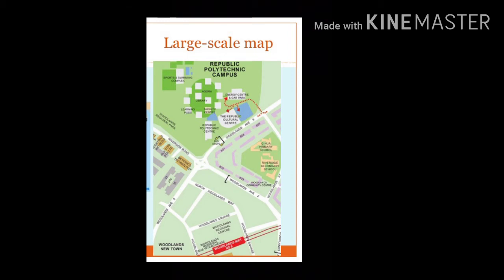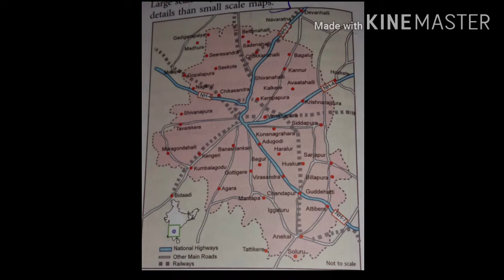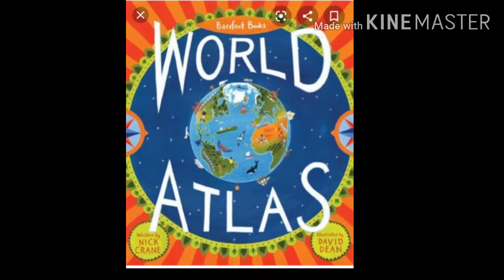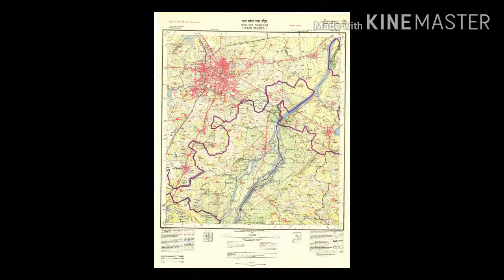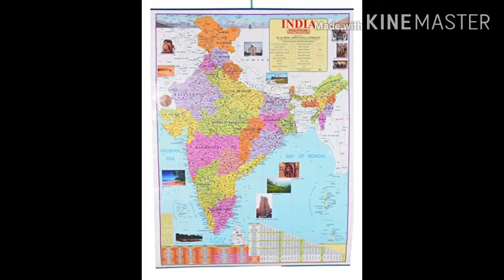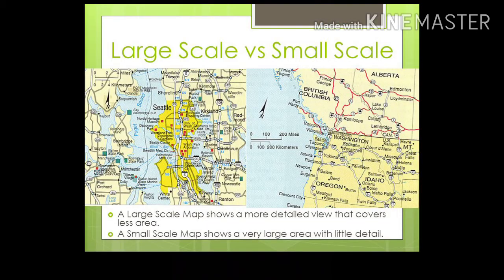Scale is the ratio between the distance of two places on the ground and the distance of the same places on the paper. If we take the ratio of those two, we get the scale. There are 2 kinds of scale: small scale and large scale. So we discussed the types of small scale maps: atlas, cadastral, then topo sheet, wall map, etc. We use small scale maps to show the world map or the country map, etc. And for showing the city, district, village and minute details, we prefer the large scale map.